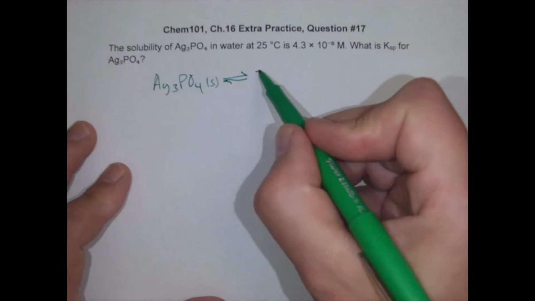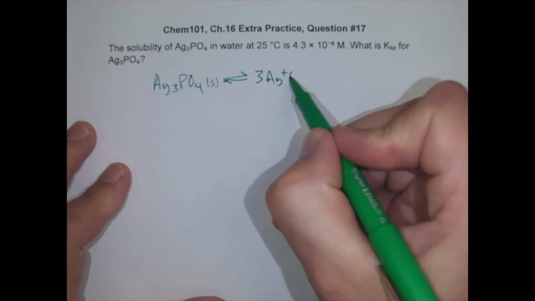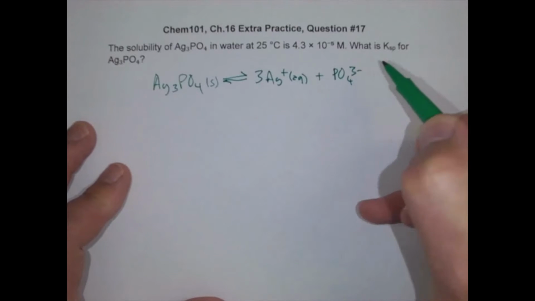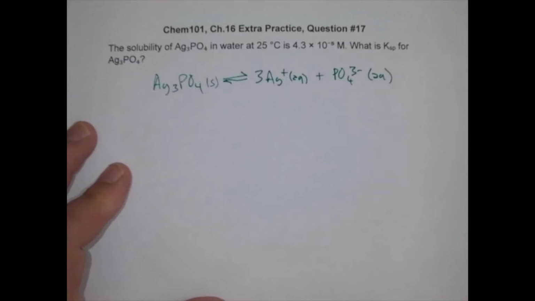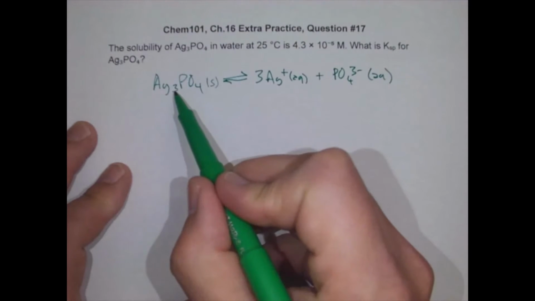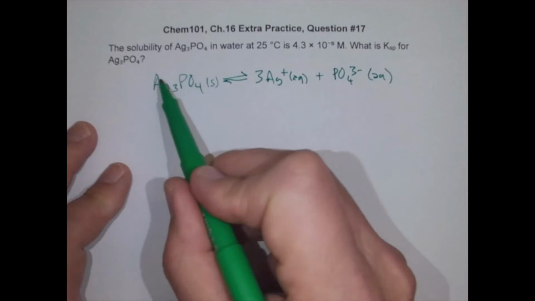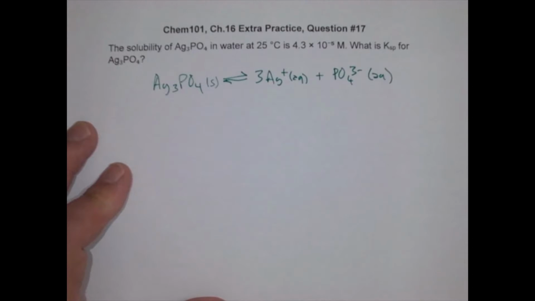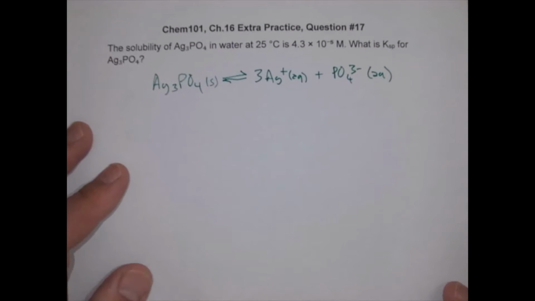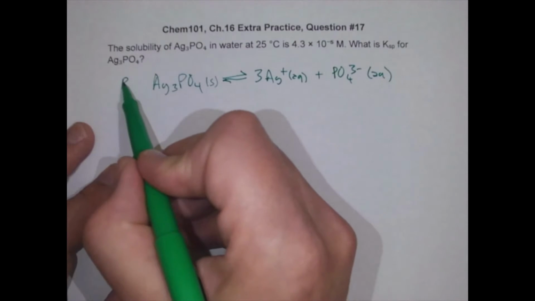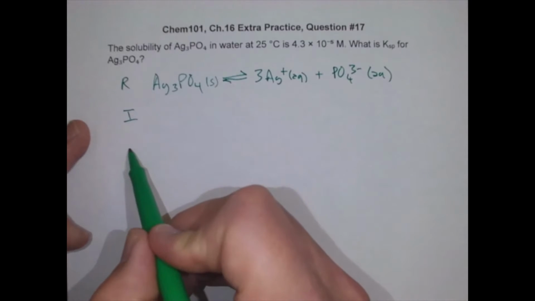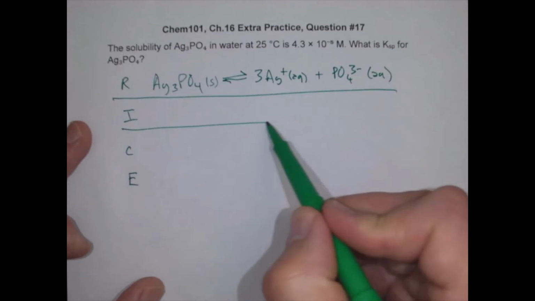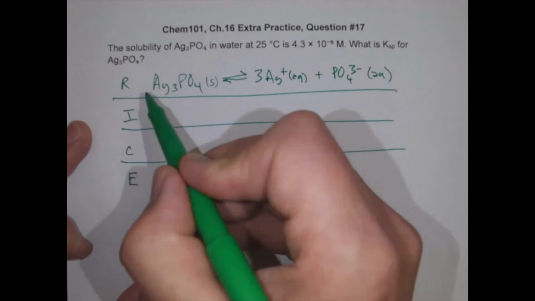So it's going to form 3 silver ions, aqueous, and a phosphate 3- ion, aqueous. Because there's a subscript 3 here, that means when this breaks apart into component ions, there's going to be 3 independent silver ions in solution. Well, this is an equilibrium process, so why don't we set up our RICE table to answer the question. So we'll make our columns and our rows for our table.